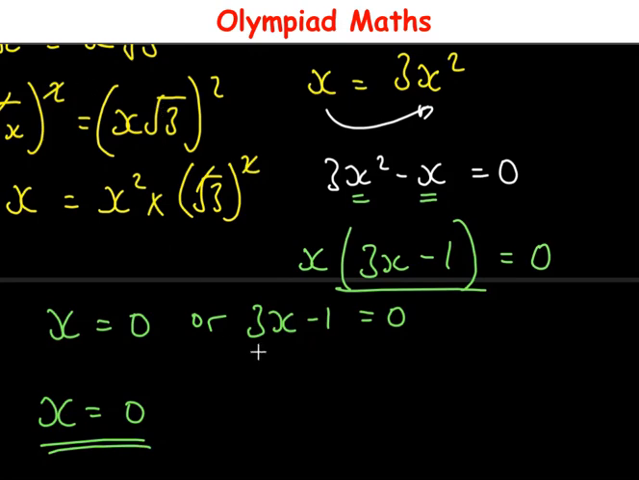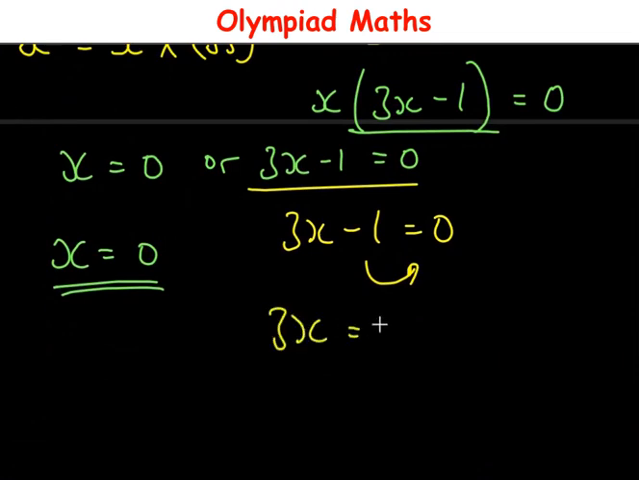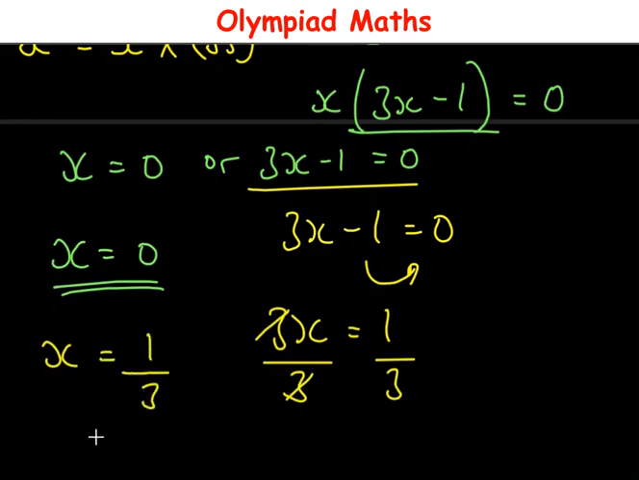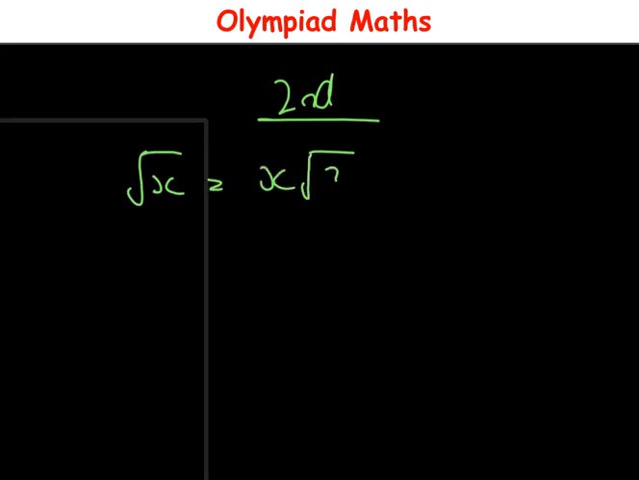Now, for this second equation, 3x minus 1 is equal to 0, move minus 1 over to this side. What you are going to have is 3x is equal to plus 1. To then solve for x, divide both sides by 3, such that 3 cancels 3. The value of x is equal to 1 over 3. And with this, we've gotten the two values of x for the first method. Now, for the second method, method 2, the question is root x is equal to x times root 3.